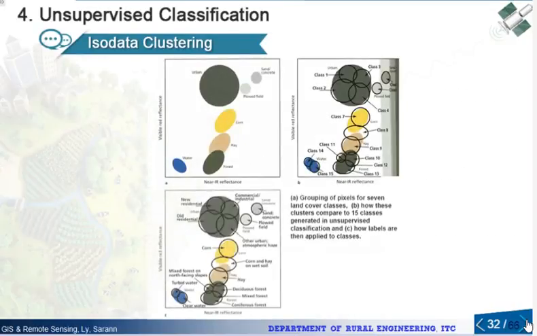So here the graphic will show you, in figure A, the grouping of pixels of the seven land cover classes, and in B, how this cluster compares to the 15 classes generated in unsupervised classification. And the last figure, C, shows you how labels are then applied to the classes.